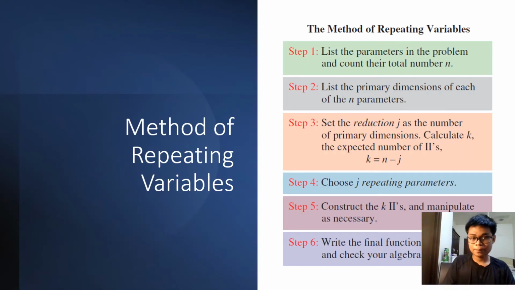So let's look into the method of repeating variables. This is actually what the Buckingham pi theorem teaches us. The first step is to list the parameters in the problem and count their total number n, and list the primary dimensions of each of the n parameters. Set the reduction j as the number of primary dimensions. We calculate k, the expected number of pi's, which is k equals n minus j. We choose j repeating parameters, construct the k pi's and manipulate as necessary, write the final function, and check your algebra.